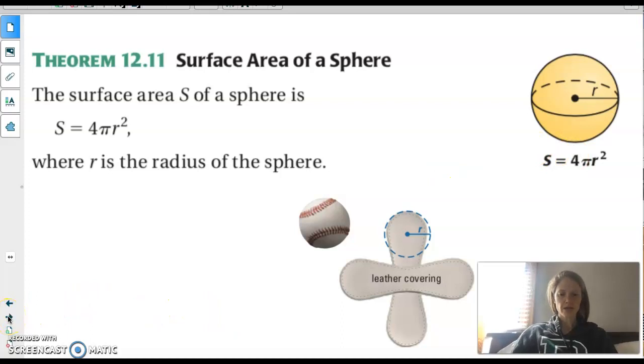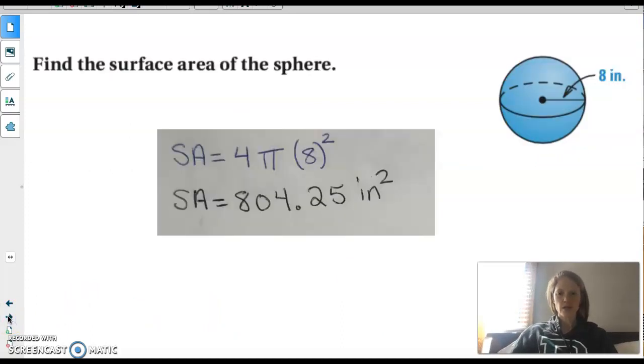So let's look at a practice problem. If we look at this sphere and we're going to try to find the surface area of it, we know that the surface area is equal to 4 pi times the radius squared. And so when we do that out, this is what we get for the surface area.